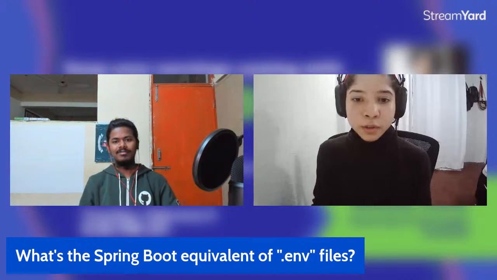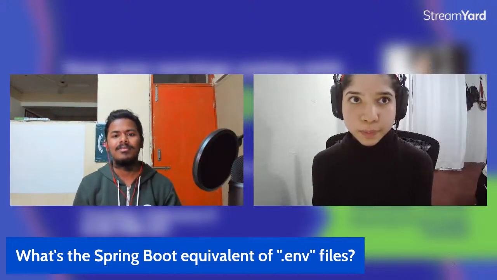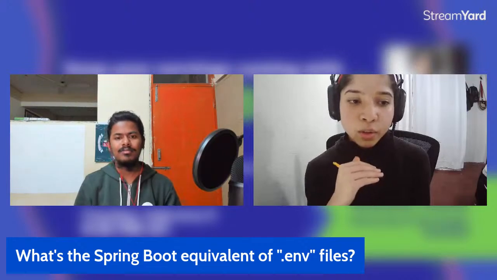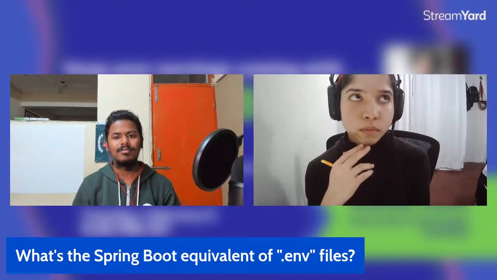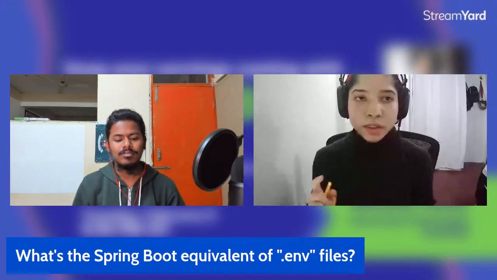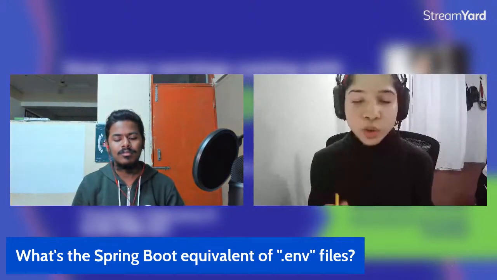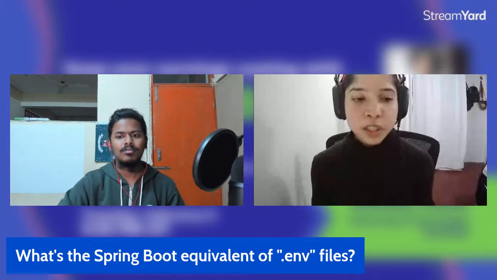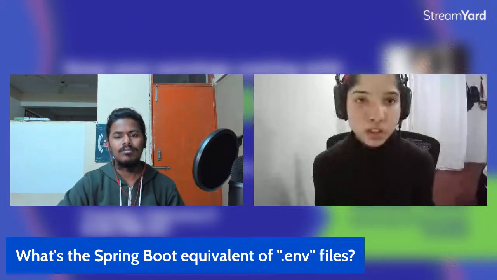For Spring Boot, there are usually two versions: YAML files and .properties files. So the extension is either YAML or .properties. You can have any name for it, but usually for Spring Boot, if it's a general configuration, you will use application.properties.